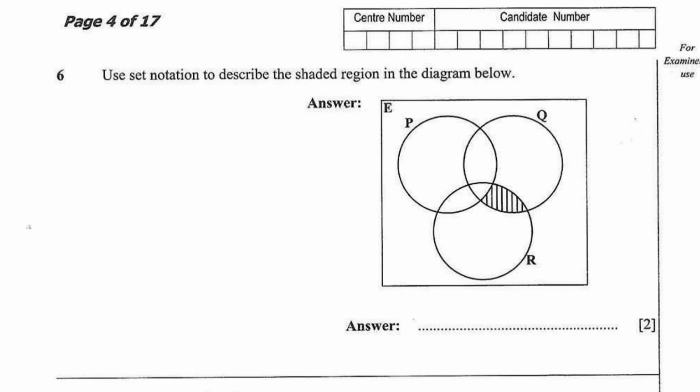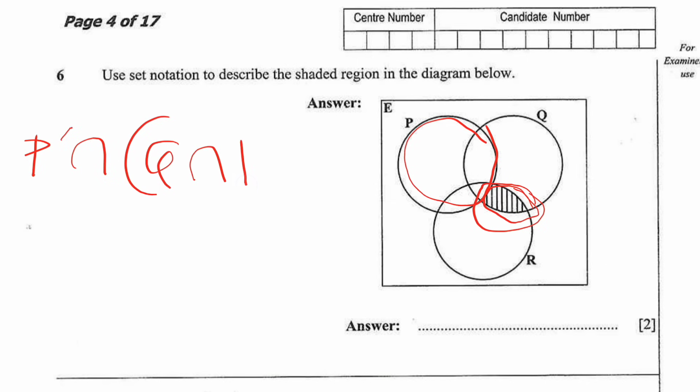Question 6. Use set notations to describe the shaded region in the diagram below. So look at the shaded region there. So how can you describe that? The first thing, identify a set which is not shaded completely, and this P is not shaded completely. So P has a complement. We're going to say P complement, then intersect, open bracket. Look at this. This is the intersection of what? Q and R. So we're going to say Q intersect R. Okay, and this is the answer.